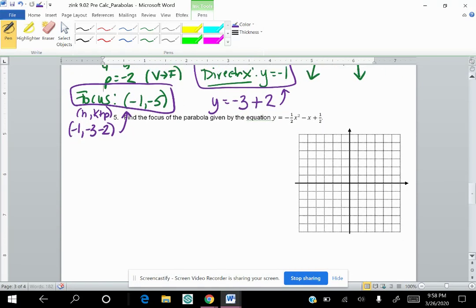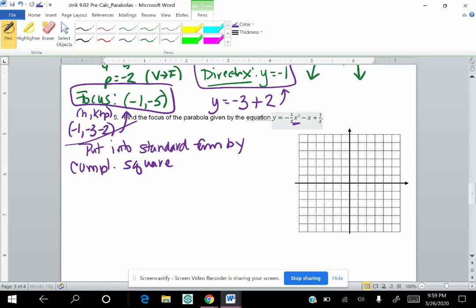Number 5, find the focus of the parabola given by the equation. So before we can find the focus, we want to get it into that standard form. So we're going to put it into standard form, and we're going to do that by completing the square.